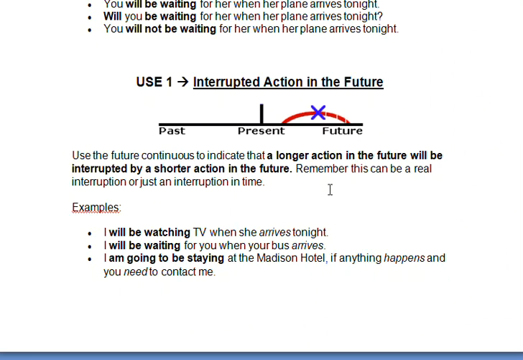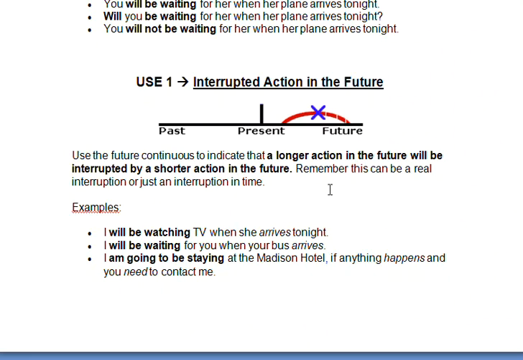Cuando hablo yo de interrupciones en tiempo, cuando me refiero a una acción larga en el futuro que yo esté desarrollando, que no sea interrumpida por otra, sino que pueda que suceda o esté sucediendo mientras otra empezó a suceder. Por ejemplo, el número 1 dice, I will be watching TV when she arrives tonight. ¿Ya? Yo voy a estar viendo televisión cuando ella llegue esta noche.